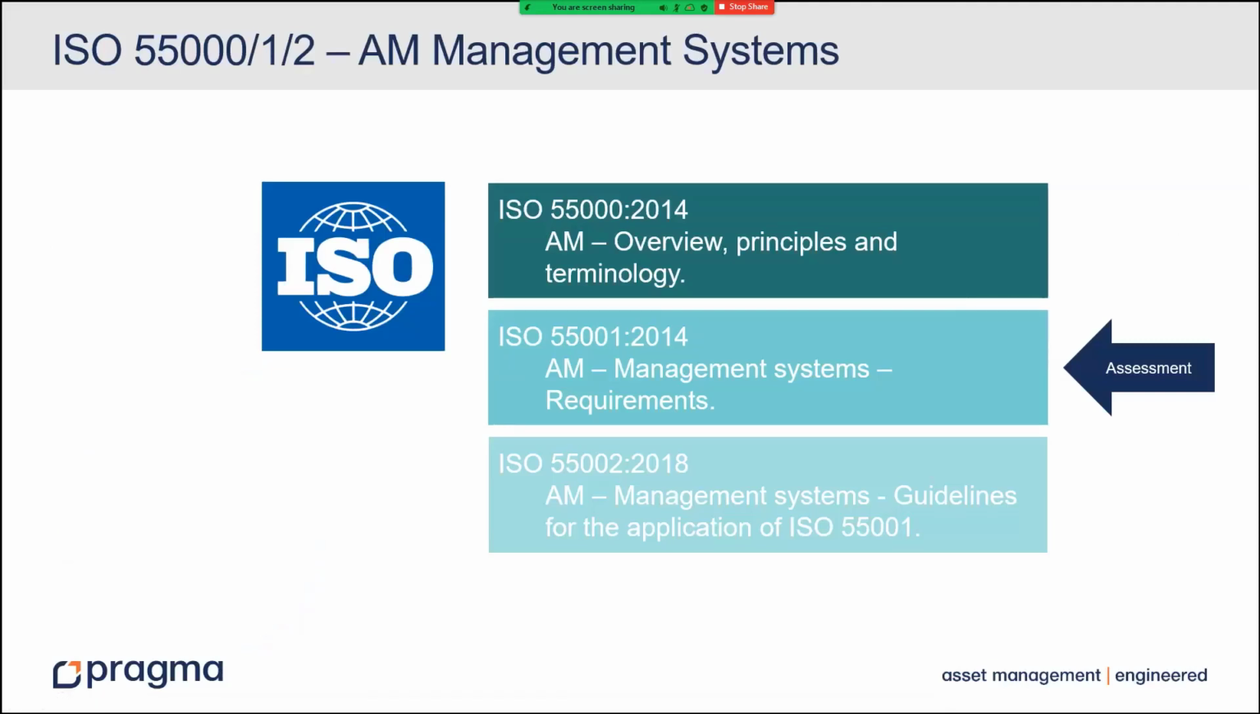Cool. So as with all ISO standards, ISO 55000 also consists of three parts. Of course, 55000 being the asset management overview, dealing with the principles, terminology, and so on. Then there is 55001, which is the management system requirements for asset management. And lastly, the more recently published in 2018 ISO 55002, which is the guidelines for the application of 55001. Of course, if you have done your research, you'd be quite familiar with these three standards already. Next slide, please.